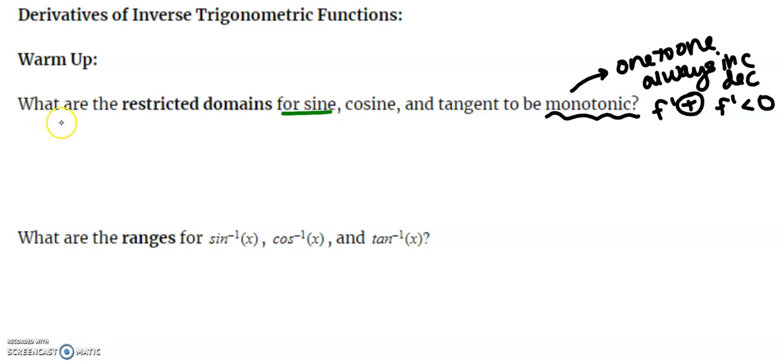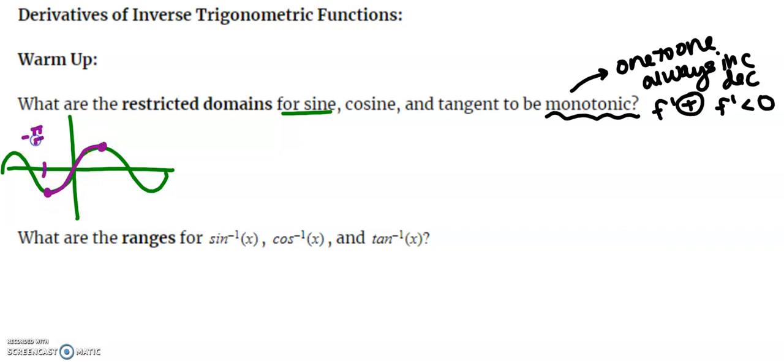I'm going to start with sine. Our sine wave looks like this. And right now that is definitely not monotonic. Okay, never going to pass that horizontal line test. But instead, if I focused just from here to here, my function, sine, is strictly increasing. And that's happening from negative pi over 2 until pi over 2. And I picked this interval because it passes through 0, and we like to center things around 0 as mathematicians.